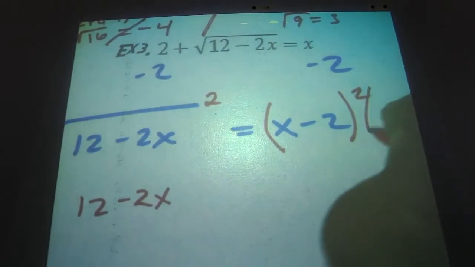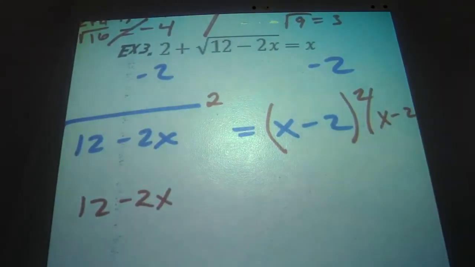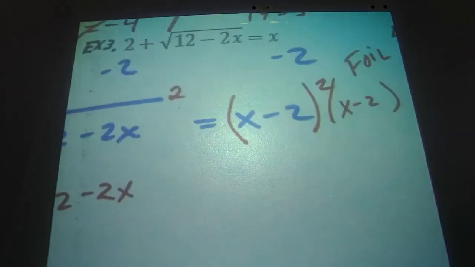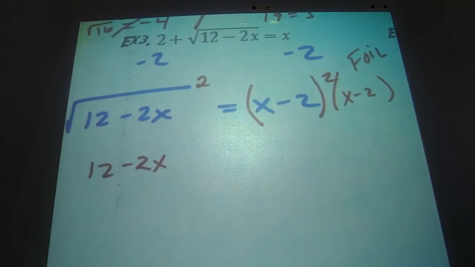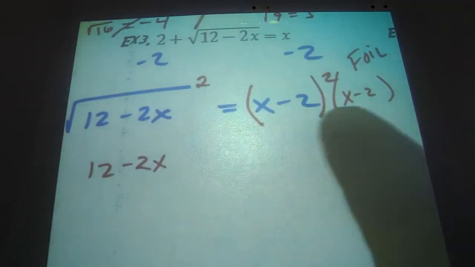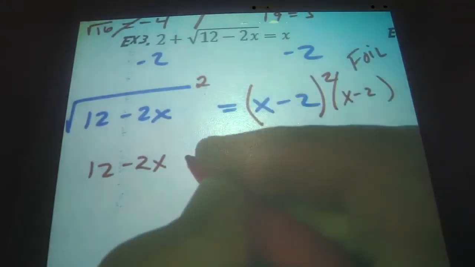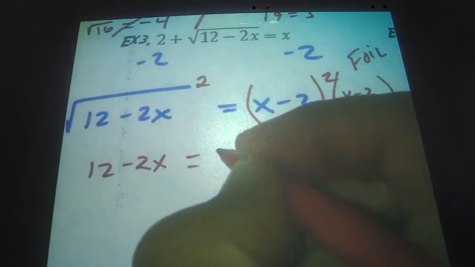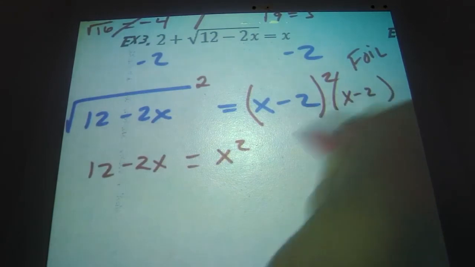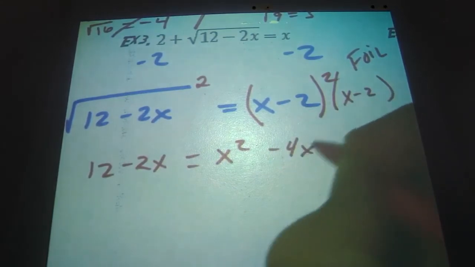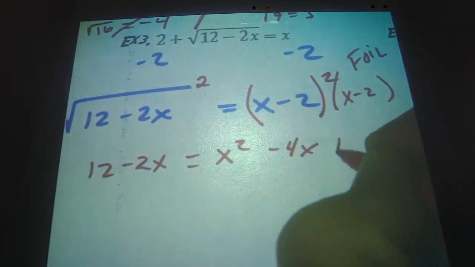And yesterday we talked about, well, you must FOIL that. Firsts, outers, inners, lasts. All right, so I have x minus 2 quantity squared. That's x minus 2 times x minus 2. That's x squared, negative 4x. So negative 2 and negative 2 is negative 4x. Negative 2 times negative 2 is plus 4.